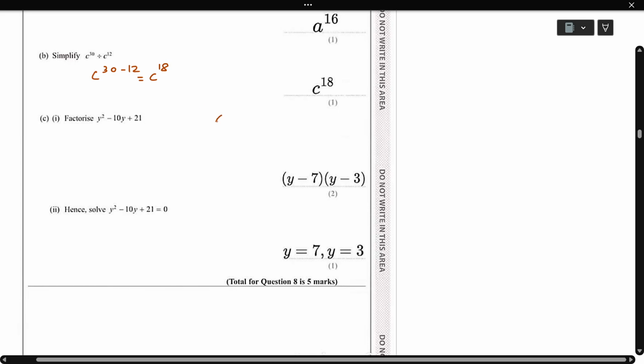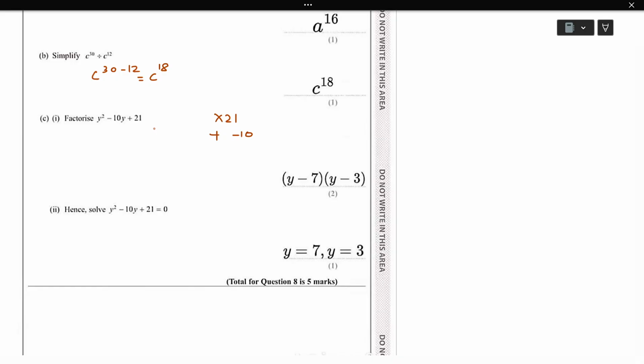So the numbers multiplied have to give 21, and added have to give negative 10. So the factors are 7 and 3, so negative 7, negative 3. So y square, and the middle term we are splitting here: y square minus 7y minus 3y plus 21. So here the common factor is y.